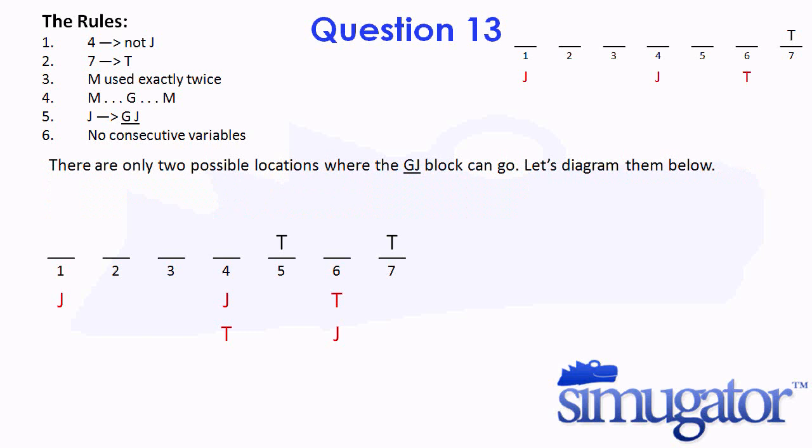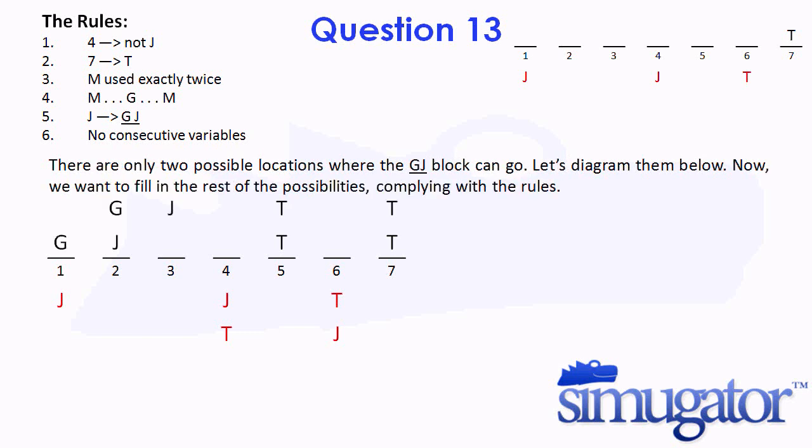So look at the diagram. There are only 2 possible locations where the GJ block can go. So J can go in slot 2 or J can go in slot 3. And this is what it looks like. So we effectively have 2 mini diagrams here, one on top of the other.